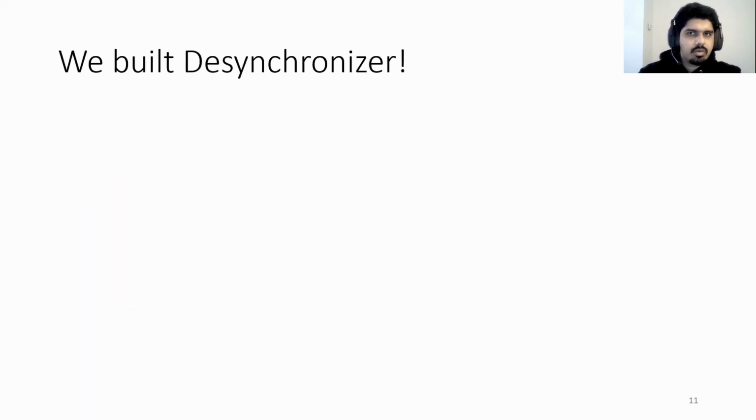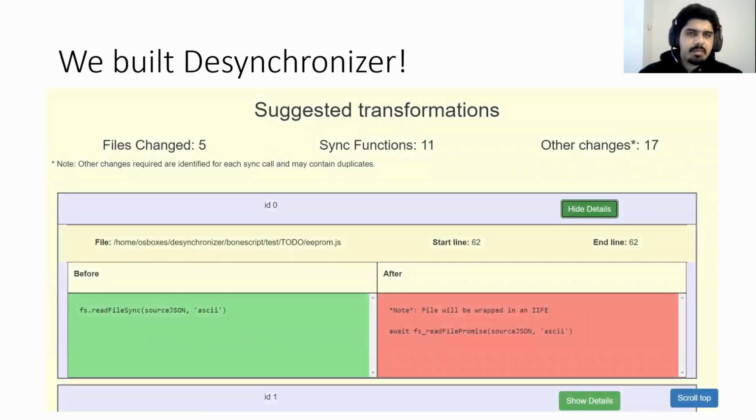Now, in order to suggest transformations like this, we developed a tool called Desynchronizer. Here is a sample output from Desynchronizer. What we see here are some suggested transformations. It says that we have changes in 5 files. It identified 11 synchronous functions, and in order to transform these functions, it would have to modify 17 other functions as well. Below, we can see a detailed listing of all the transformations that Desynchronizer has suggested.